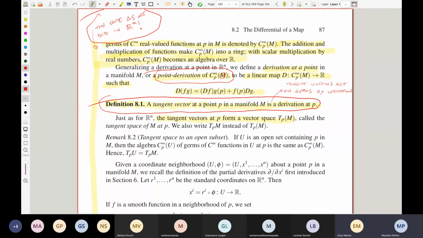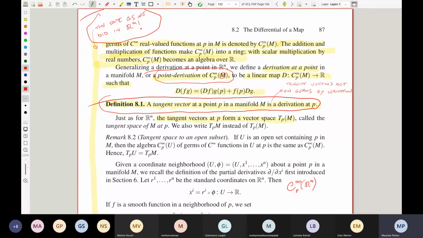Excuse me, sorry for interrupting. I have a question. When we defined the germ C infinity P for Rn, we said that this is the equivalence class of functions which are the same in that point. But now on a manifold, what is the concept of the same? How do we compare two functions on a manifold?